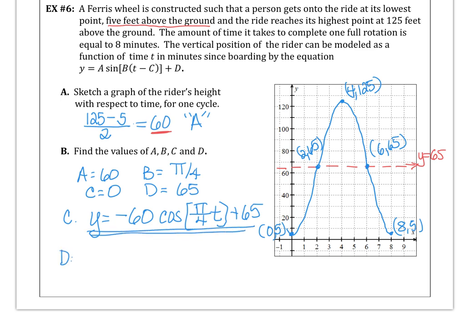And then for part D, at what time is the rider at 65 feet above the ground? We already calculated that at time t equals 2 and at time t equals 6 minutes, the rider is at 65 feet above the ground.